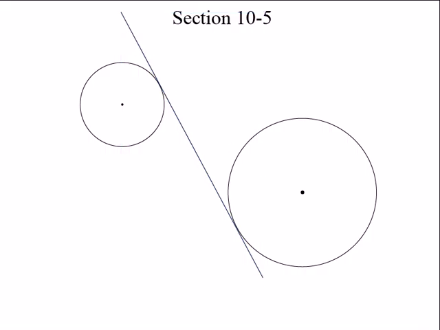So what have we done right here? Okay, it's tangent to this circle, right? There's a point of tangency, and it's tangent to this circle as well. So we say that this is a common tangent.